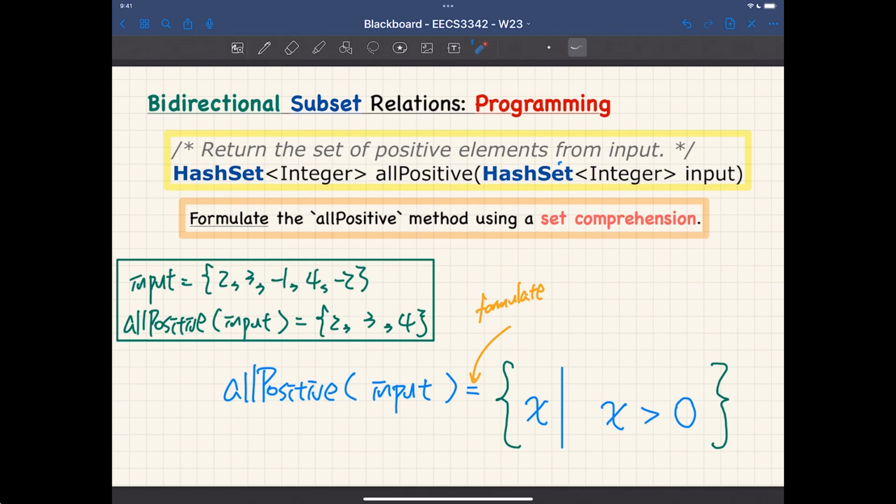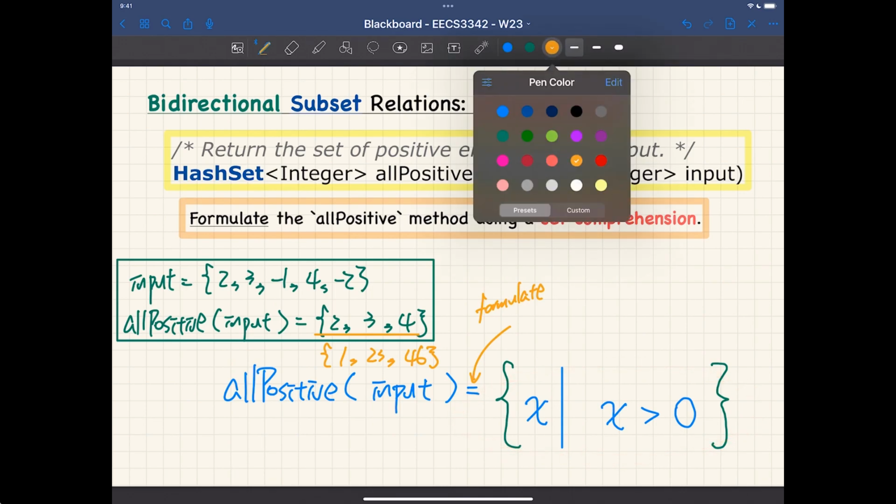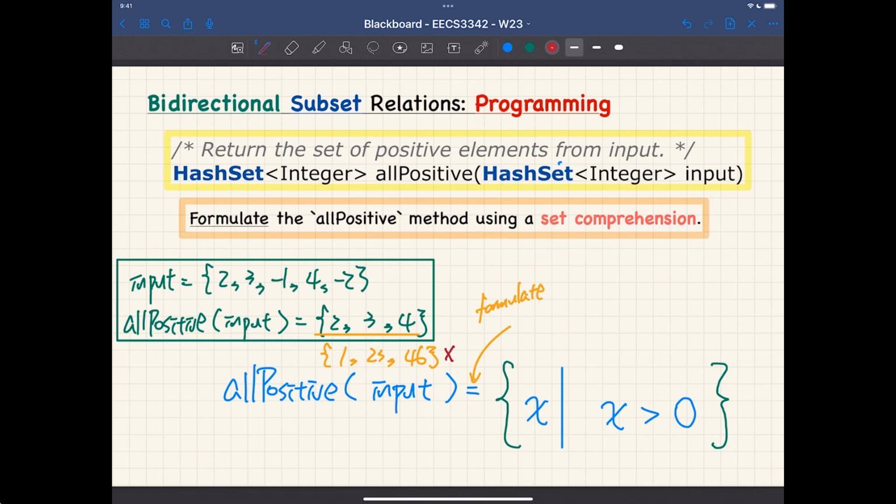Because here x, though it's positive, let's say the input is this. Rather than returning 2, 3, and 4 to you, I might just return, for example, 1, 23, and also 46. It's also all positive, but is it really the correct result? Not really. So this so-called specification is not complete. It's really important to learn from this more than when I give you the complete answer. This one here, alone, is not complete.